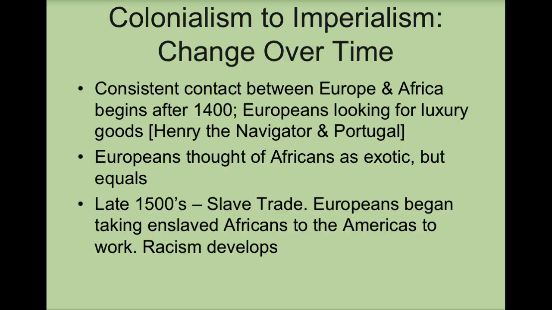That changes, though, in the late 1500s as the slave trade ramps up, as Europeans shift their focus to plantation colonies in the Atlantic world. With the slave trade, the increased demand for slavery, Europeans begin to see Africans as inferior, and this racism develops between the two.